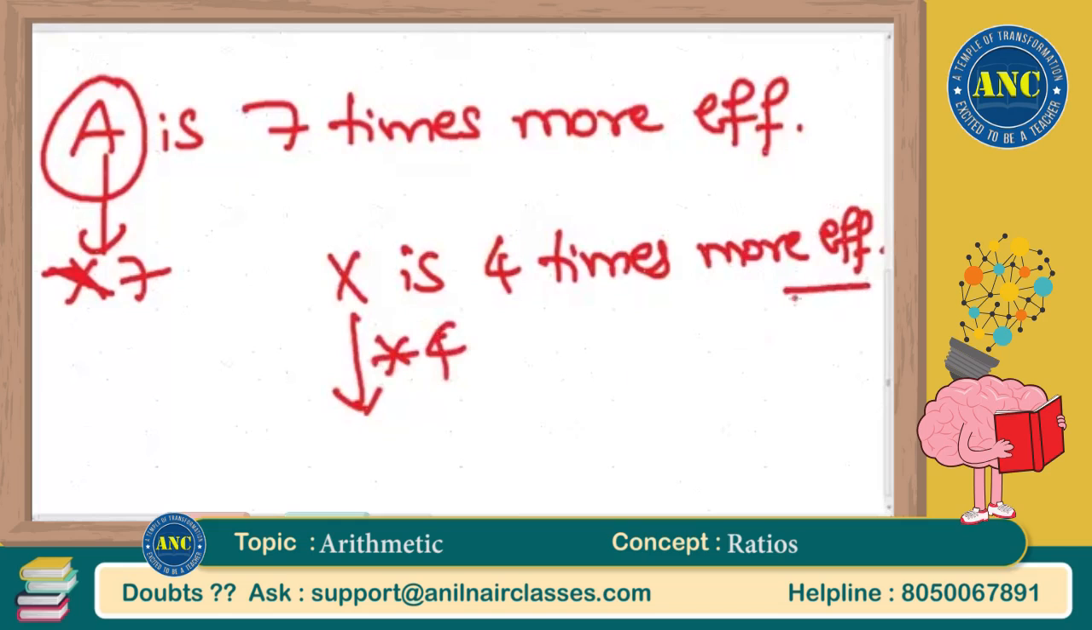I will not multiply the Y value by 4. I hope it is clear, sir. Only in case of efficiency based questions, you might not multiply with the same constant of all the terms in the ratio. In all the rest of the cases you will multiply with the same constant. I hope it is clear.